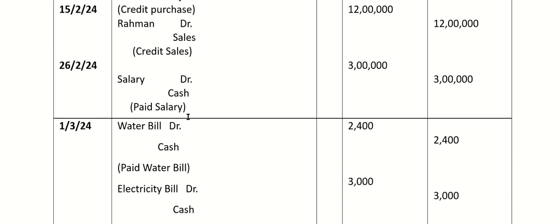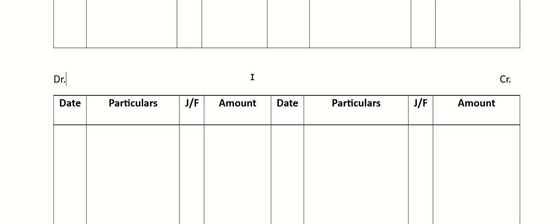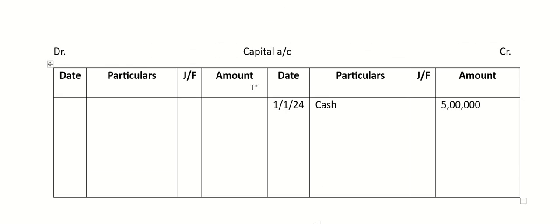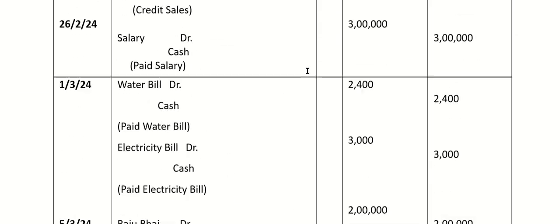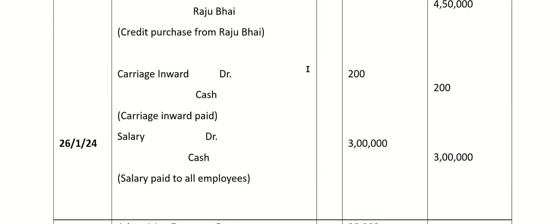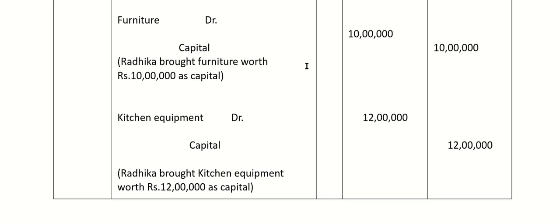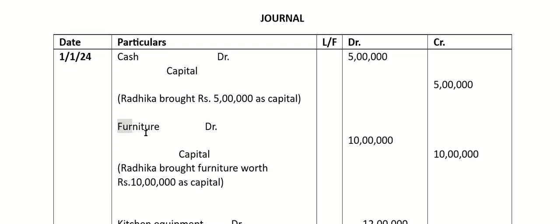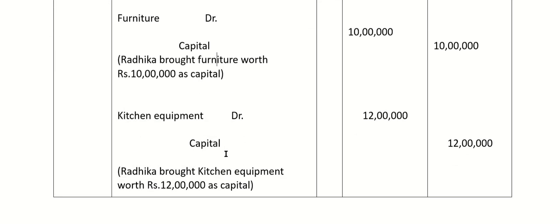Now we know we have already done the capital account, so we have just one account left, that is the furniture account. So for the next account, I'm giving the name furniture account. Here we have the furniture account. Now, once again, this is the journal entry: furniture account to capital. So we are clear that the furniture account is debited and the capital account is credited.